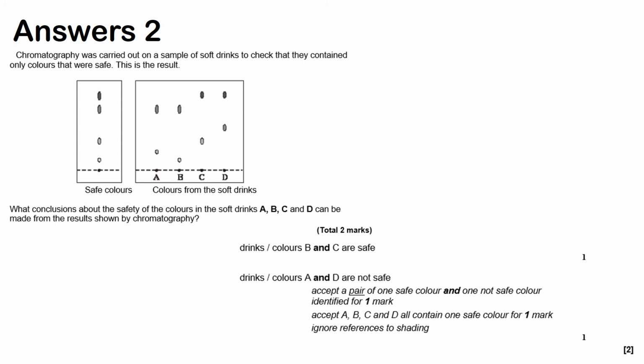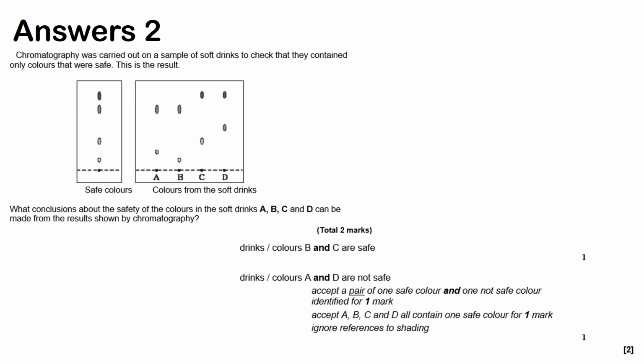So if we have a look at B and C, then the bottom spot of B matches with the bottom spot of the safe colours, and then the top spot for B matches with the third spot on the safe colours, so they're both safe. And then for C, the bottom spot of C matches with the second spot on the safe colours, and the top spot of C matches with the top spot on the safe colours, so they're both safe. So B and C are safe.